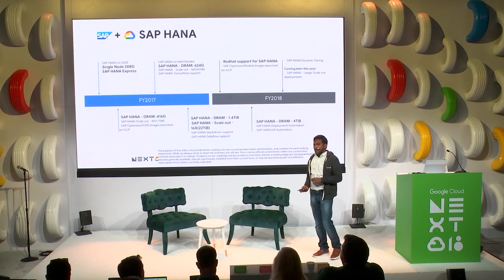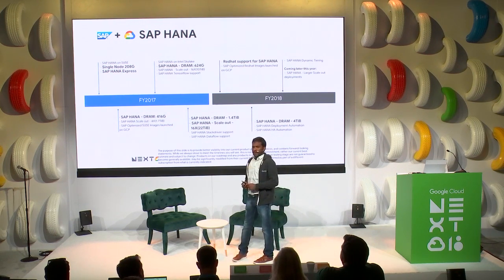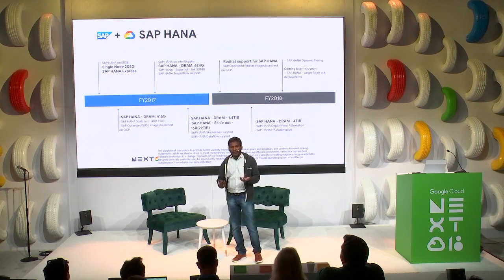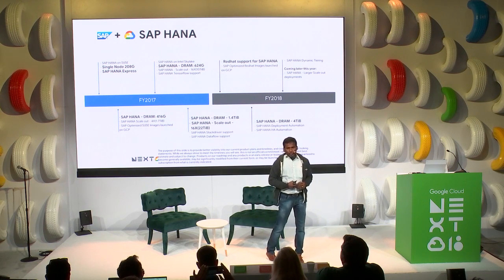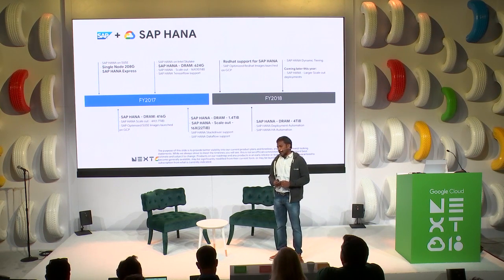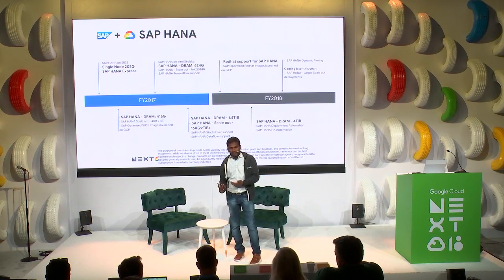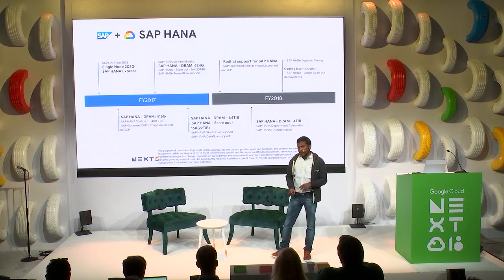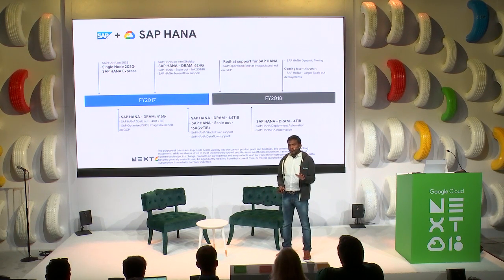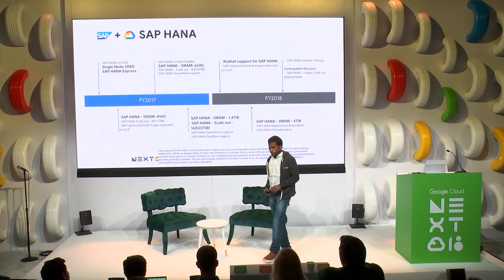SAP HANA is an in-memory database that serves as a backing store for SAP applications like S/4HANA, BW/4HANA, and so on. Customers who use SAP HANA require VMs with a large amount of memory. So the slide here shows a rapid pace of innovation that allowed us to go from 200 gigabytes of memory, roughly, last year, to 4 terabytes of memory this year, within a span of a year.